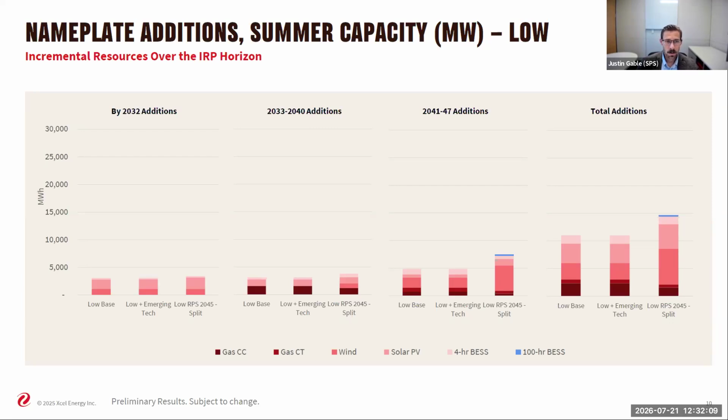So it's a very similar story to what we were seeing in our planning forecast on general makeups, but it does represent a smaller overall build out than what the planning forecast was showing. Now, I'll pause there. Are there any questions about our general nameplate additions for the low forecast?